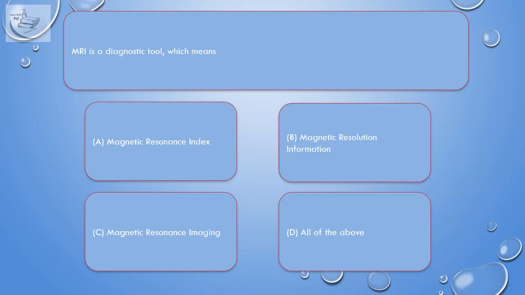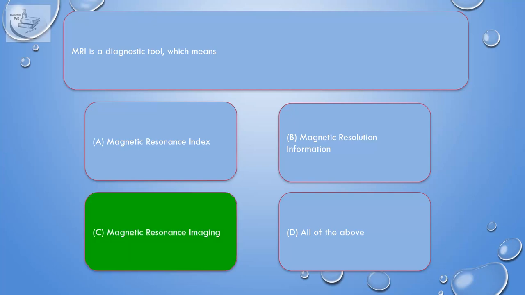Question: MRI is a diagnostic tool which means A. magnetic resonance index, B. magnetic resolution information, C. magnetic resonance imaging, D. all of the above. Correct answer is C. magnetic resonance imaging.